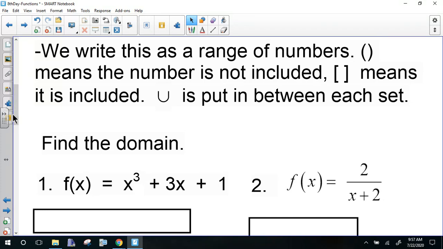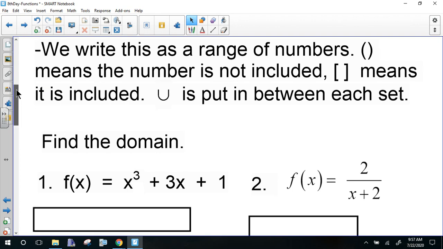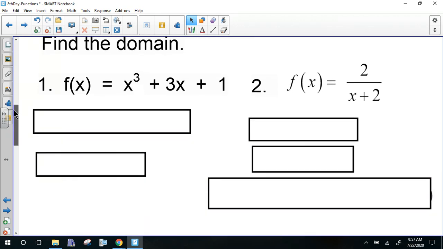We want to make sure we write our domain in what's called set notation. We write the range as numbers. Parentheses means the number's not included. Brackets means the number is included. And we put this symbol, which is union, in between each set. So I'll show you how to do that as we run through some examples.